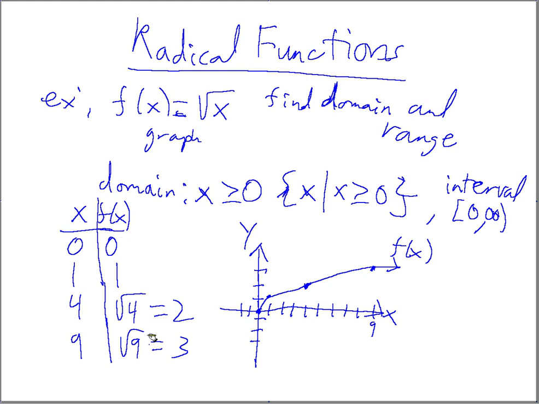Now from my table, you can see that the y values are either 0, 1, 2, 3, and so on, 0 or bigger. And from the graph you can see that as well, right? There's no graph down here, so therefore the range is going to be 0 or greater. So the range from this picture is going to be y greater than or equal to 0.